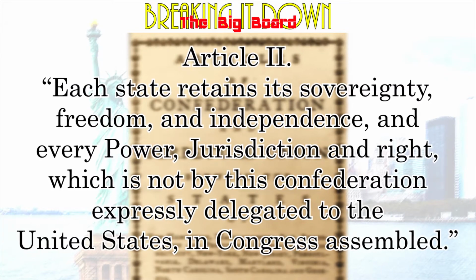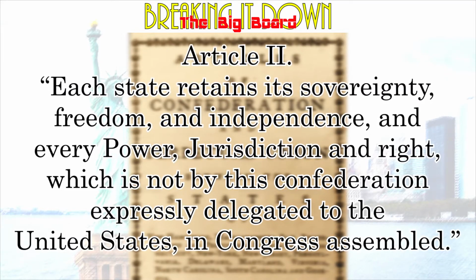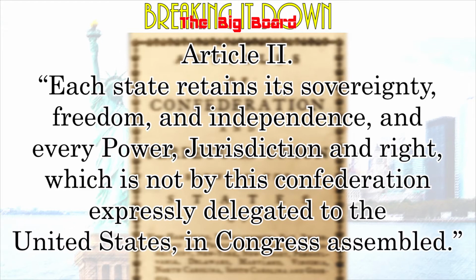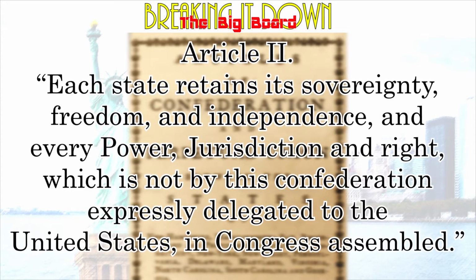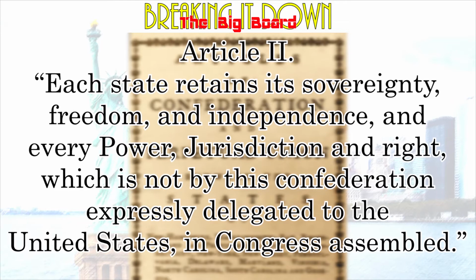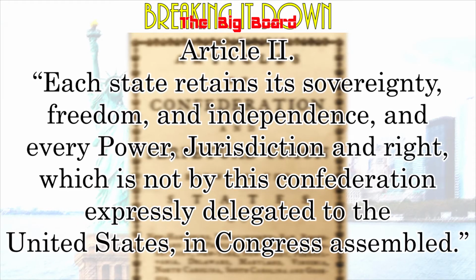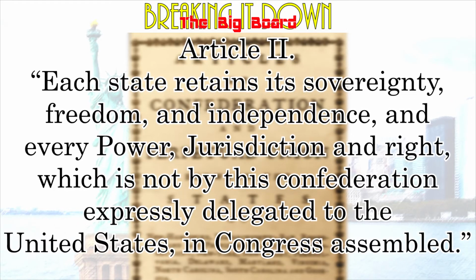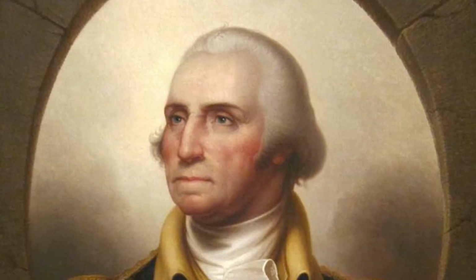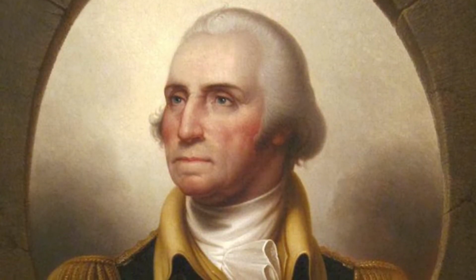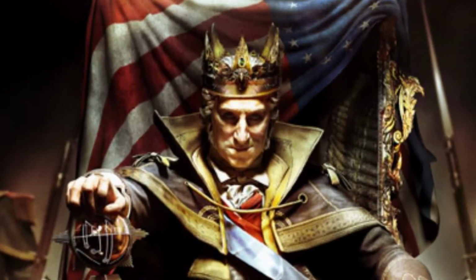Sounds pretty good, right? Article 2. Each state retains its sovereignty, freedom, and independence, and every power, jurisdiction, and right which is not by this Confederation expressly delegated to the United States in Congress Assembly. So you can see right there in Article 2 that it was the states that were worried about maintaining their own independence, their own power. In their eyes, a new, strong national government could trample on their rights just as easily as the British had done.